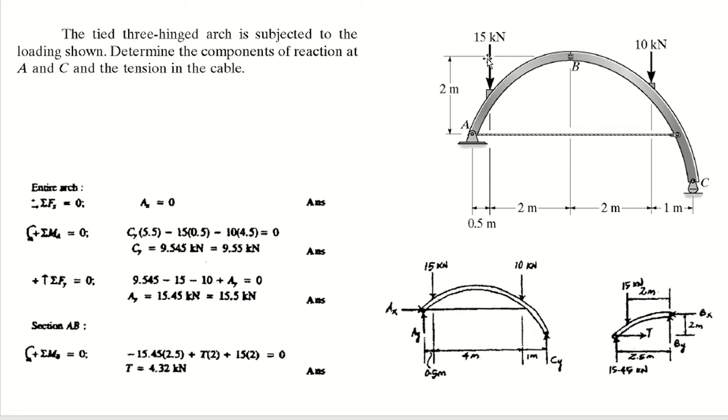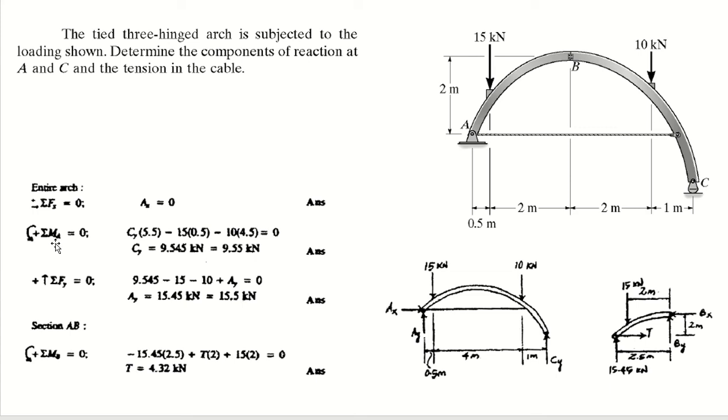Point loads are applied at 0.5 meter from support A, and 10 kilonewton is applied at 1 meter from support C. The total height from point A is 2 meter of the crown B point, right? Now, taking the entire arch and taking summation of Fx equal to 0, as there is only reaction at A in the horizontal direction. As I told you, this is a rocker or a roller support, so Ax is equal to 0.